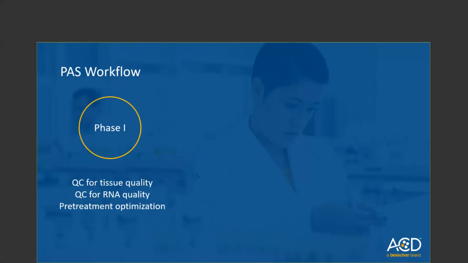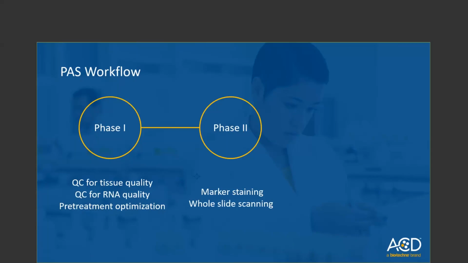Just to show you in brief what our PAS project workflow looks like, the first step in the project is called phase 1 or sample QC phase. This is to test the tissues for RNA integrity, and our scientists perform multiple rounds of pretreatment to ensure the best signal to noise ratio. Internal controls provide confidence that maximum sensitivity is achieved when we run the marker staining as a part of phase 2. We also provide whole slide scanning for both the slides run in phase 1 and phase 2, and these are available for review at your leisure.